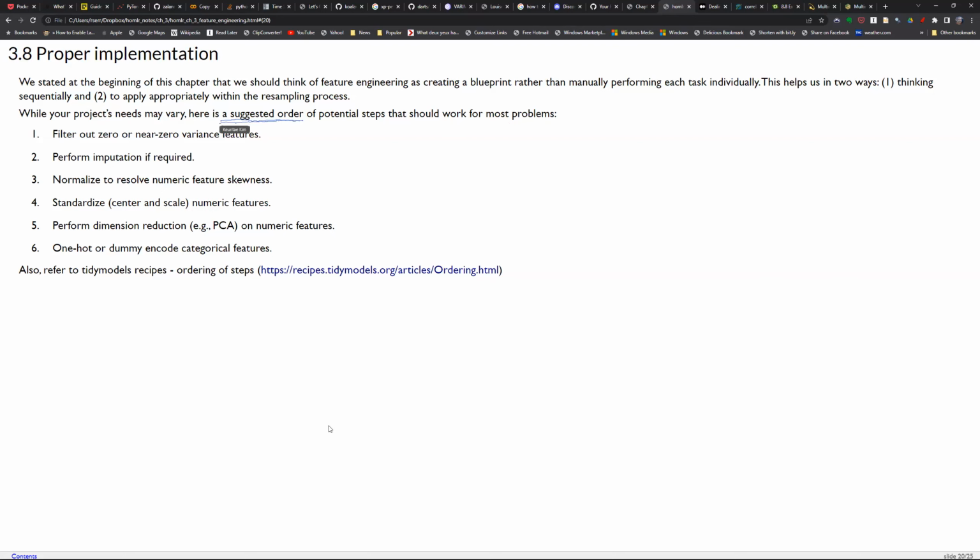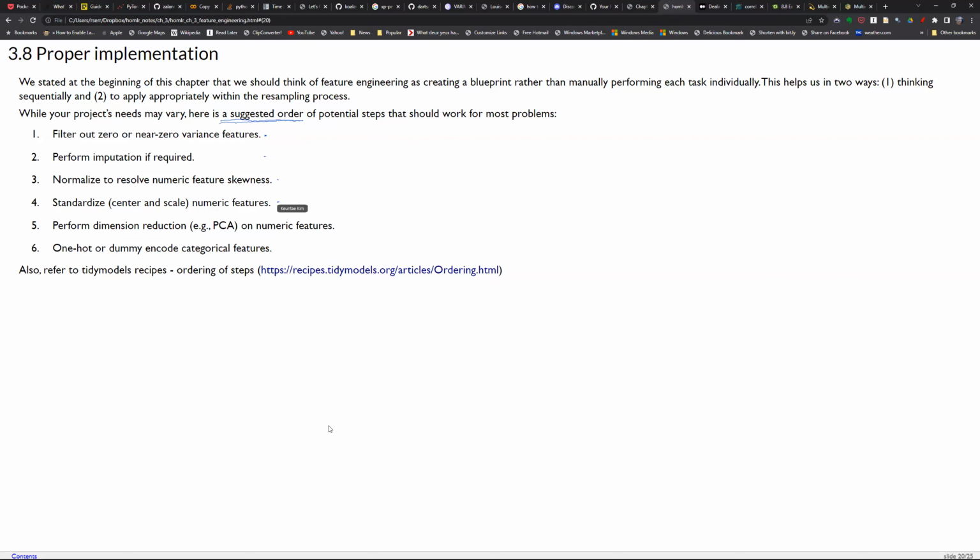So for example, the suggested way that the tidy models framework says that we should approach this is that we're going to first filter those zero or near zero variance features first, then perform any imputation that is required. Normalize your numeric features so that you don't have that skewness present in your models, especially if you are doing the ordinary linear regression or logistic regression, etc. Then you standardize your numeric features.